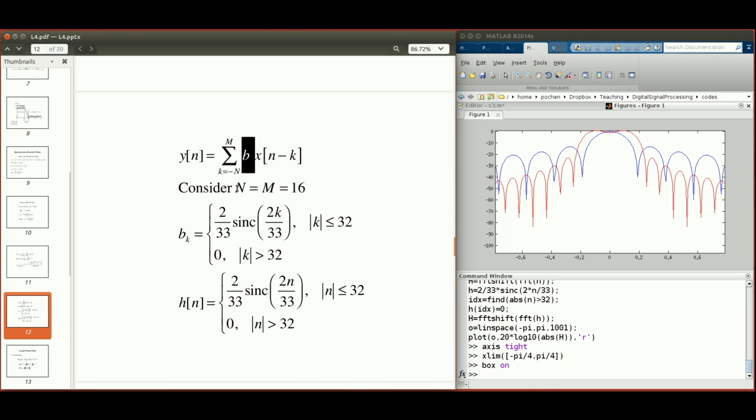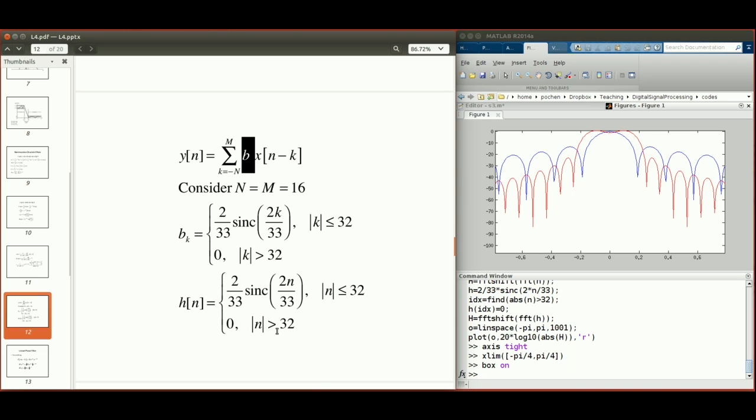And we still considered 16 points. Big N equals big M equals 16, a 16-point moving average. But the weights BK are chosen to have this particular form. It's basically a sinc function of K. For K smaller than or equal to 32, it's a sinc function, and for K larger than 32, it's exactly 0. So it's still a 32-point moving average, but with variable weights. And for this particular low-pass filter, its impulse response looks something like that.